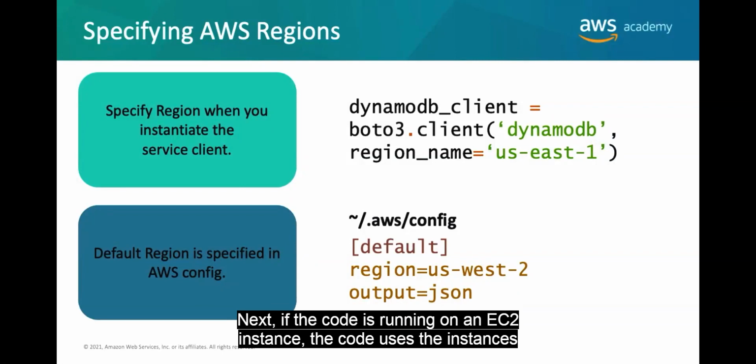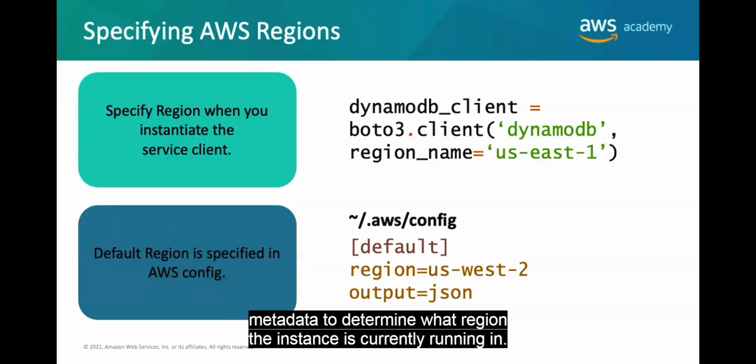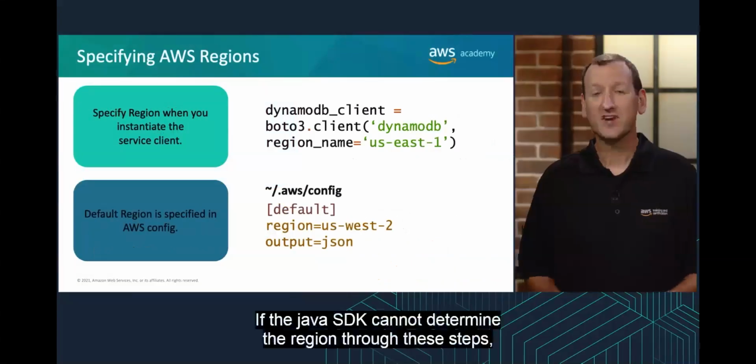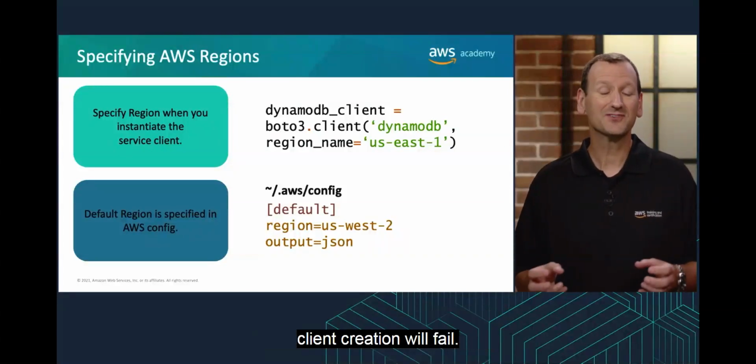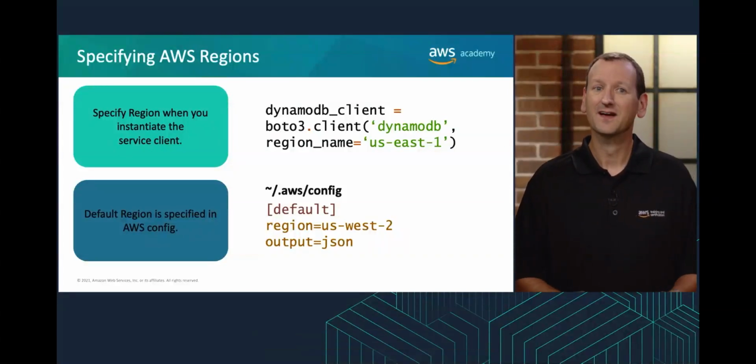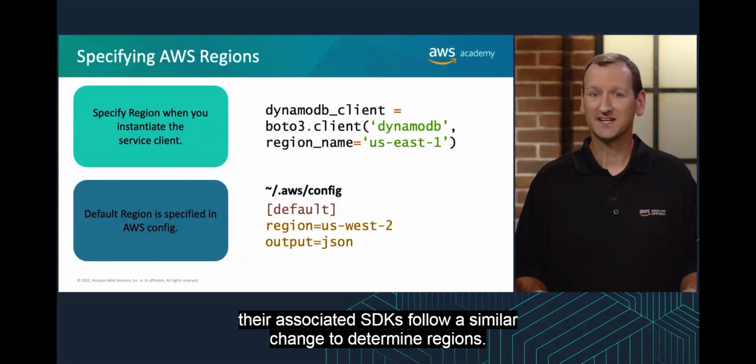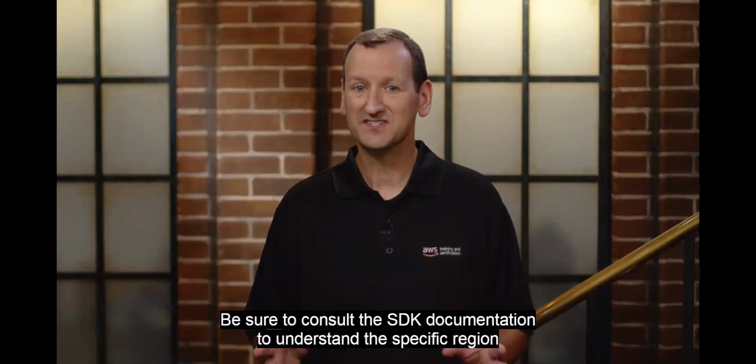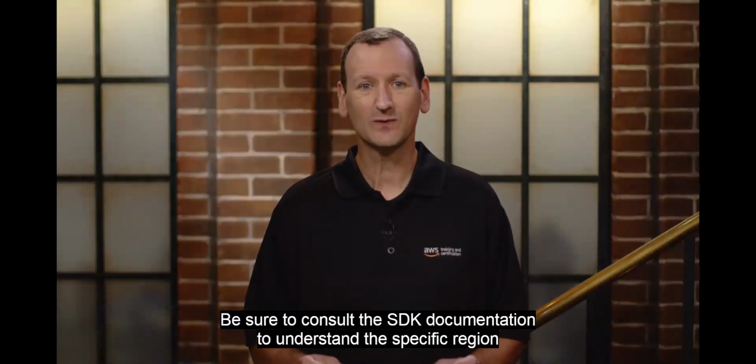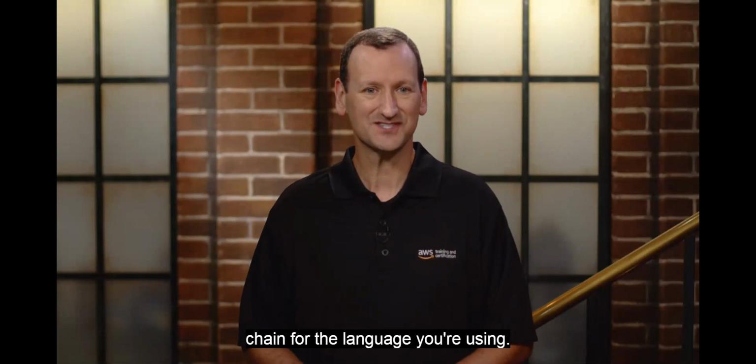Next, if the code is running on an EC2 instance, the code uses the instance's metadata to determine what region the instance is currently running in. If the Java SDK cannot determine the region through these steps, client creation will fail. Other languages and their associated SDKs follow a similar chain to determine regions. Be sure to consult the SDK documentation to understand the specific region chain for the language you're using.